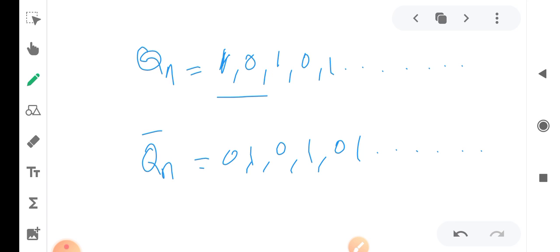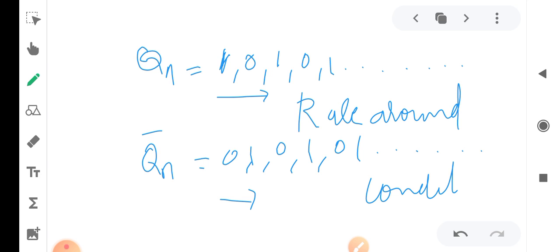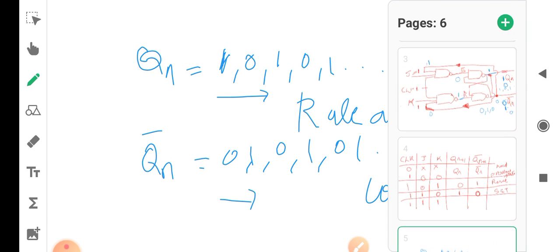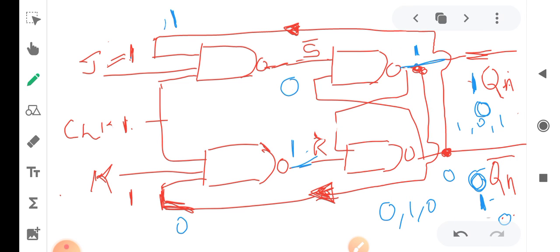So there is a race between Q and Q1 condition. This condition we call the race around condition. So why does this condition arise? This condition arises mainly because the clock pulse is 1. The clock pulse is always 1 here. The clock pulse will not change. If the clock pulse changes suddenly while transmitting, this condition can be avoided.